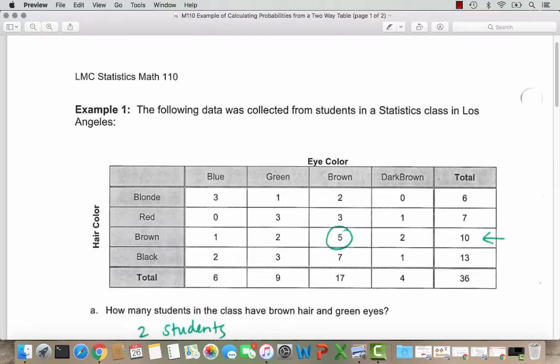In this example, we look at data from a two-way table. The following data was collected from students in a statistics class in Los Angeles. This is a two-way table because we are comparing two different categorical variables.